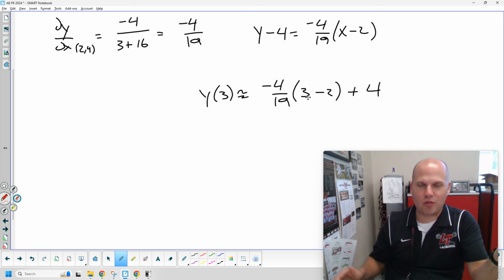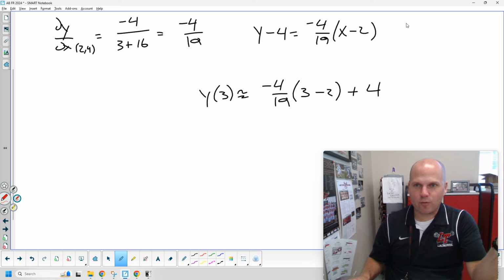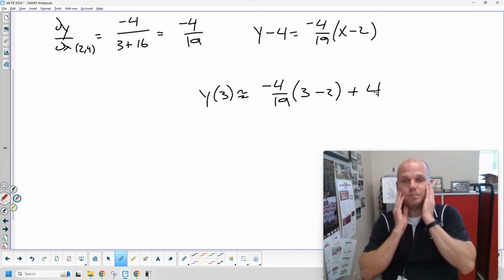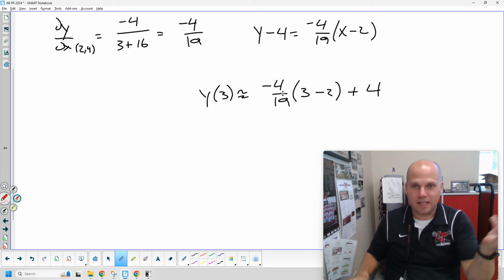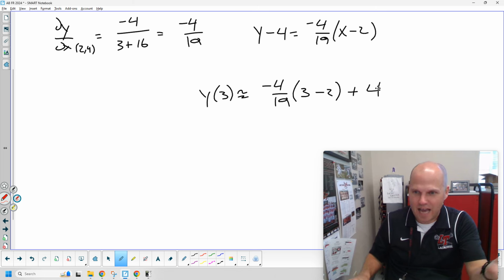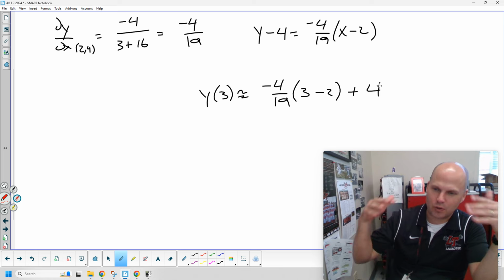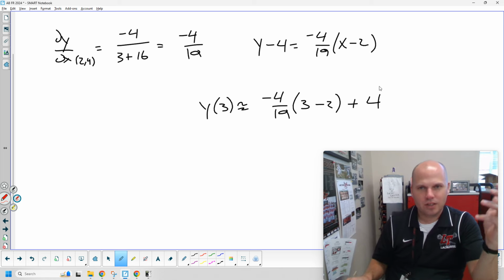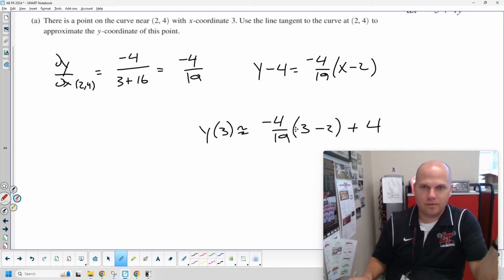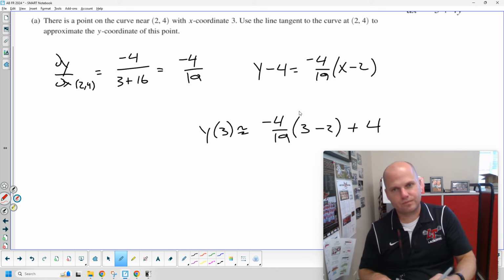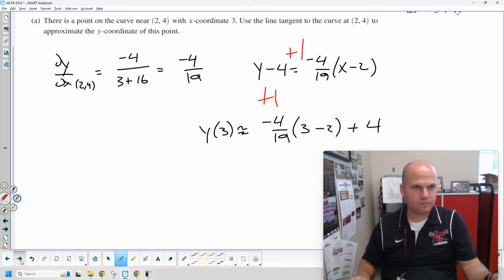But then this is another thing of like, yeah, you add 4 to the right side. A lot of you like to simplify. It makes you feel good. But do you want to take -4/19 and add 4 to it? I hope none of you wasted any time turning 4 into an amount of 19ths because I don't want to do that, and I didn't do that. This is worth probably 2 points. 1 point for the equation of the tangent, 1 point for the approximation.